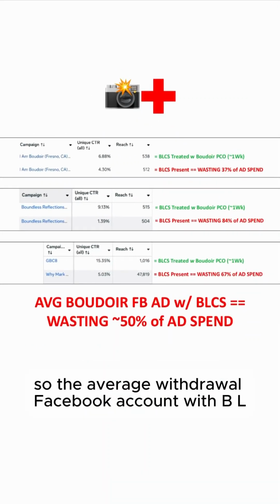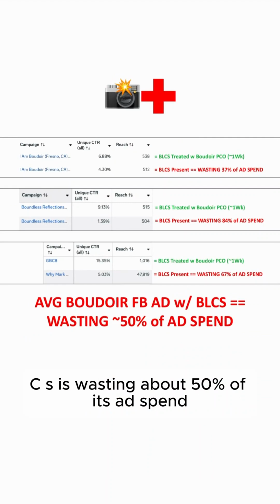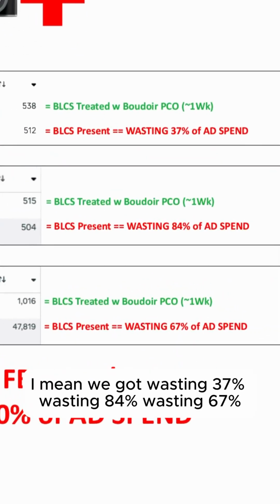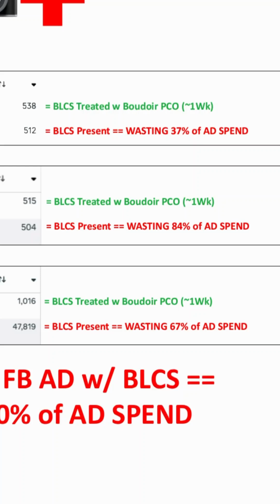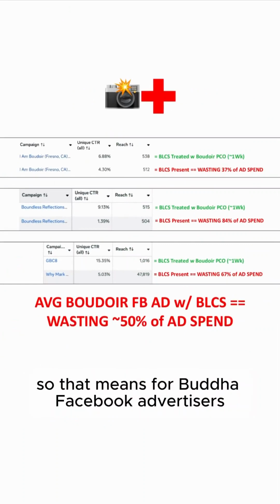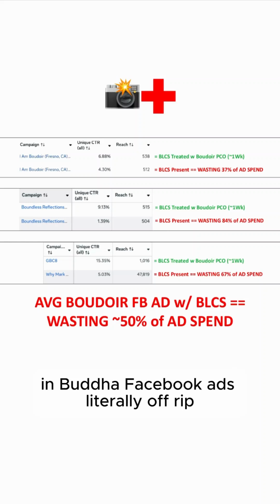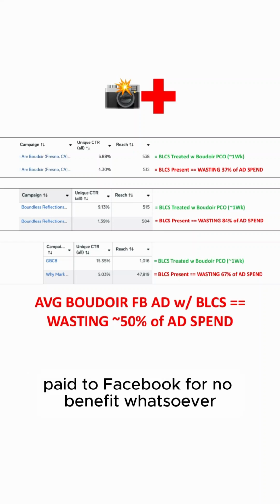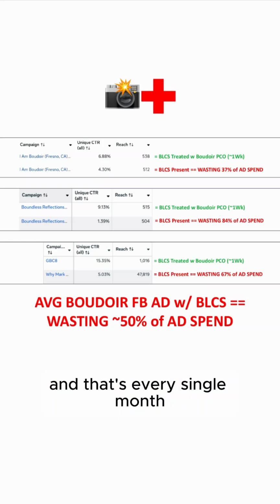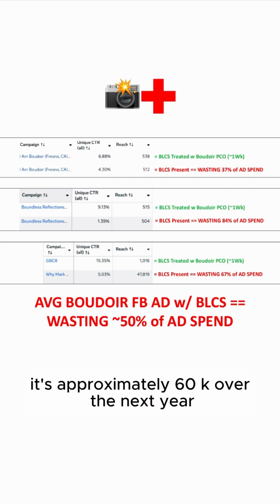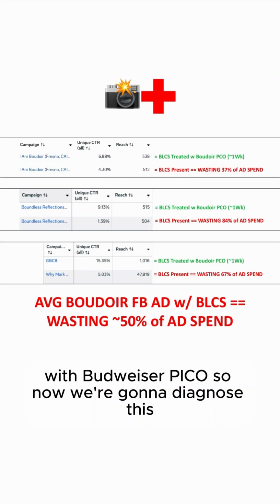So the average Boudoir Facebook ad with BLCS is wasting about 50% of its ad spend. So, look at the numbers right here. We got wasting 37%, wasting 84%, wasting 67%. Take the average of these numbers, probably somewhere between 50 to 60%. So that means for Boudoir Facebook advertisers spending more than 10 grand a month in Boudoir Facebook ads, literally off the bat, approximately 5K a month is being wasted, paid to Facebook for no benefit whatsoever. And that's every single month. So at the end of 12 months, it's approximately 60K over the next year with Boudoir Pico.